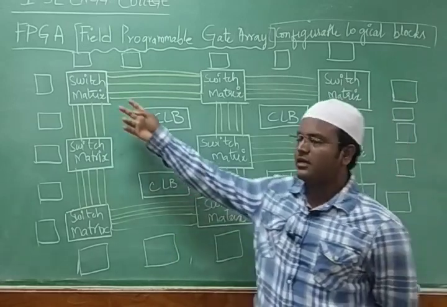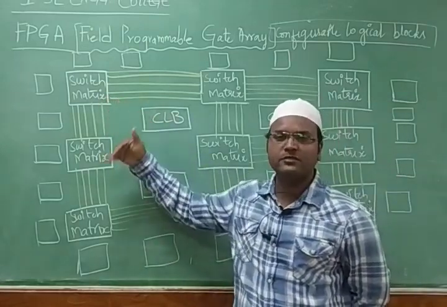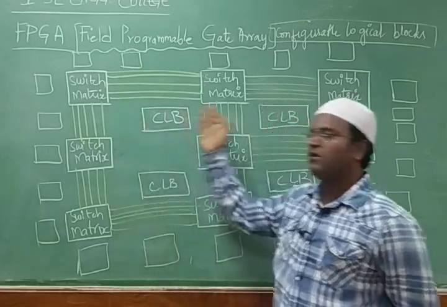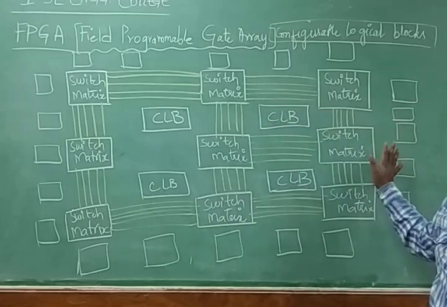CLBs. Next thing, it consists of switch matrices. What is the use of the switch matrix? It's going to give the interconnection between the vertical lines and the horizontal lines. So totally it consists of 1, 2, 3, so total 9 is there. So this is the 9 one.